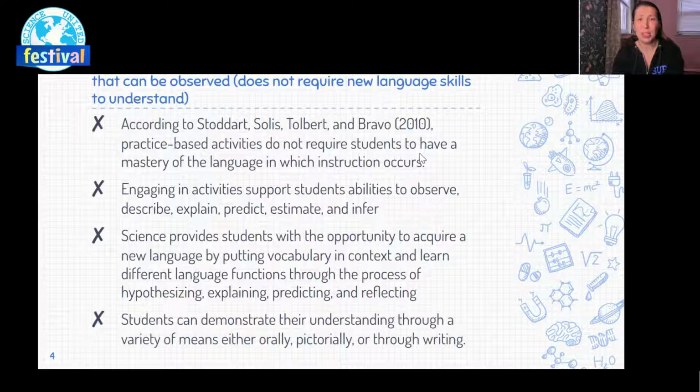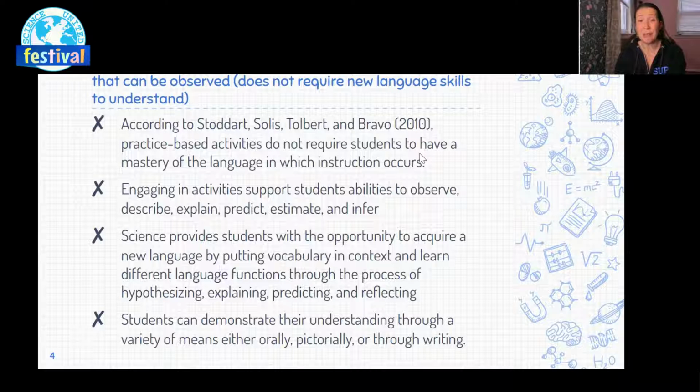Step 2, make sure that the science activity is something that can be observed. This means that it does not require the students to have the language skills in order to understand what they are learning. In order to do this, we need to engage students in practice-based or hands-on activities. These types of activities really support our students' abilities to observe, describe, explain, and predict. Practice-based and hands-on science activities provide students the opportunity to contextualize the new vocabulary and provide them with the opportunity to acquire and apply it through the process of hypothesizing, explaining, predicting, and reflecting.